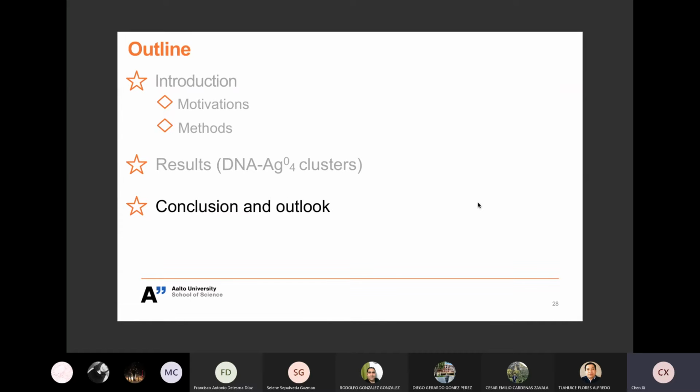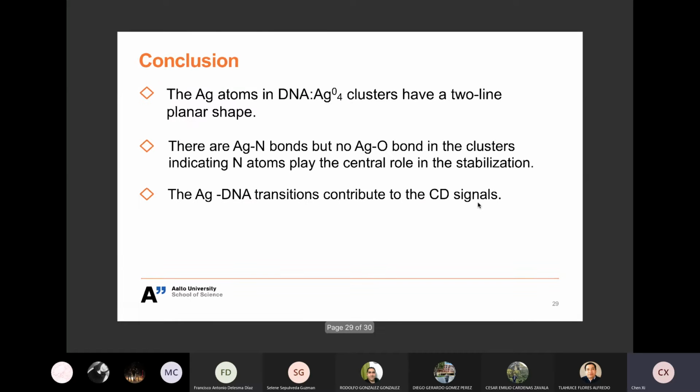Then if I make a conclusion, we find silver atoms in DNA silver 4 clusters have a 2-line planar shape, and there are silver-nitrogen bonds, but no silver-oxygen bonds in the cluster, which means the nitrogen atoms play the central role in the stabilization. And also we find the origin of this CD signal. It's from the silver-DNA transitions.